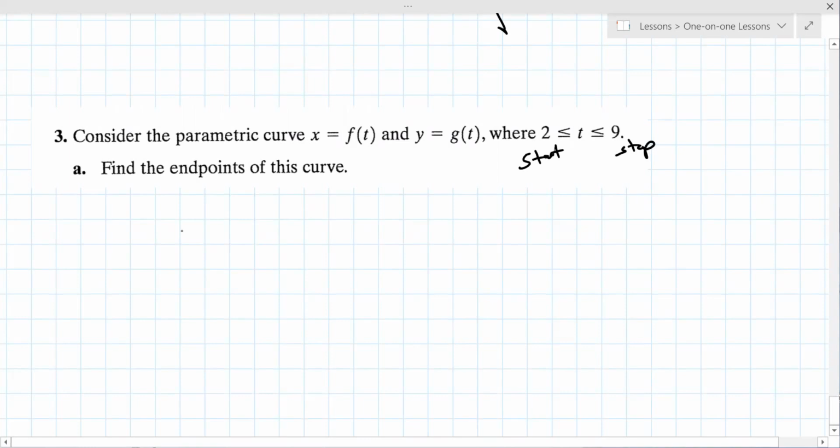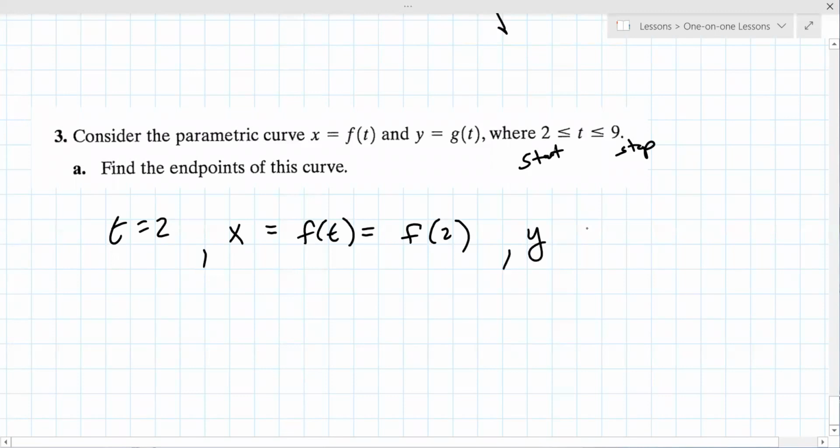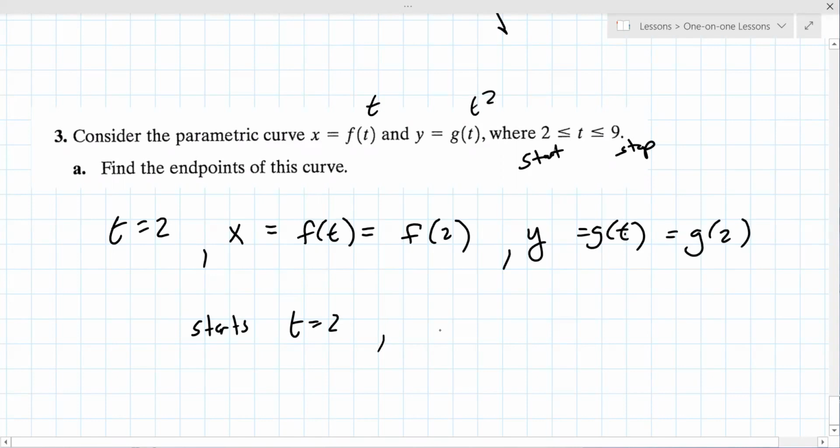So the starting point is when t equals 2. It's not 0, it's not pi, it's just where t equals 2. So x is equal to f of t, which is equal to f of 2. We don't know what that is, but that's the starting point. Y is equal to g of t, which is equal to g of 2, because we know that t is 2. So the place that this starts, when t equals 2, you're just taking this value, and maybe in your exam it'll be t and t squared. I don't know what it'll be, but your x, y is f of 2 comma g of 2, something like that. And where it stops is when t equals 9.